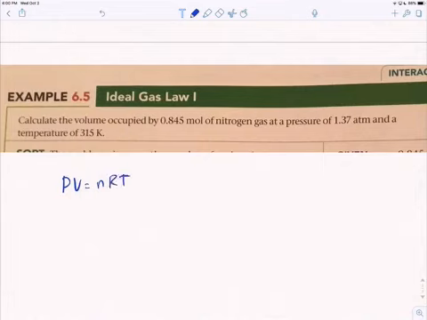We're trying to find volume. The way we find volume: volume is nRT over P. PV equals nRT, and if you grab it and pull it there, or if you want, you can multiply both sides by 1 over P, and that'll give you that equation. However you want to do it. I tend to rearrange the variables in my head.